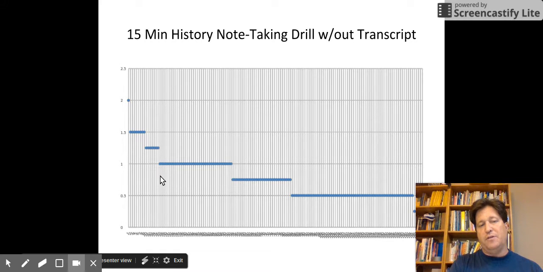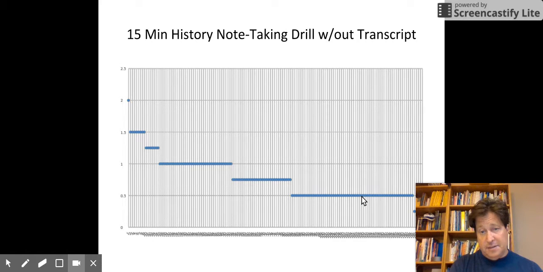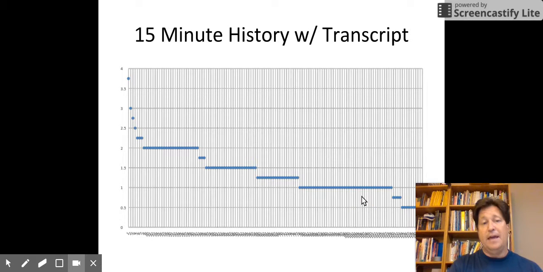And this I thought was very interesting. What's really interesting is just the total number that cling in this area. That's the bare minimum they're going to do. They're not going to do any more unless you give them the transcript. And then everybody's performance pretty much doubles.